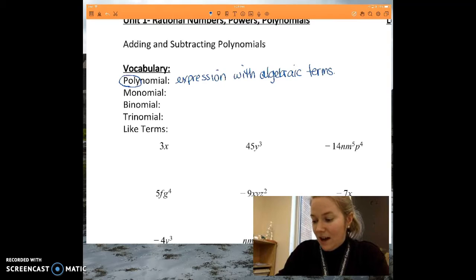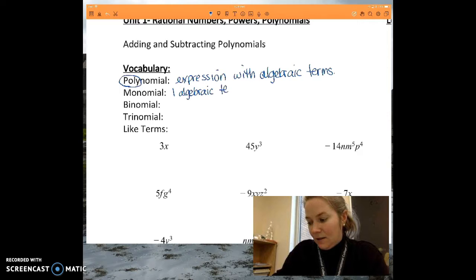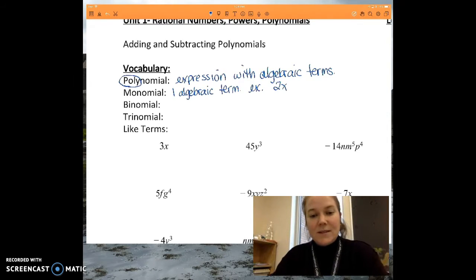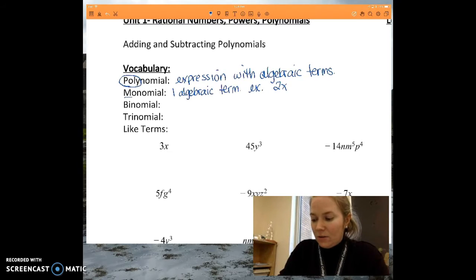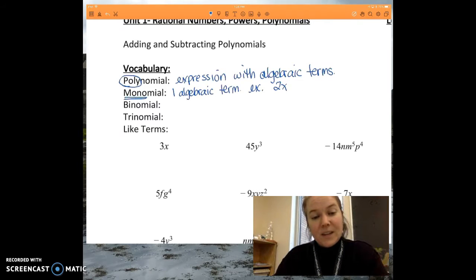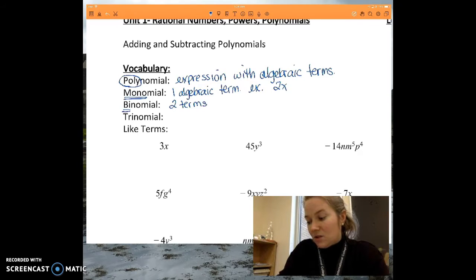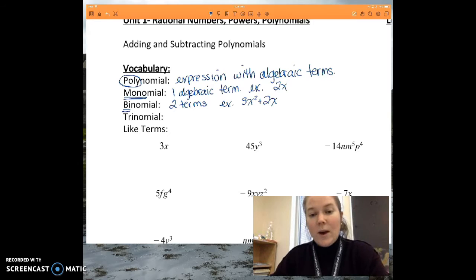So a monomial has one algebraic term. For example, 2x. That's a monomial. It only has one term. Mono means one. Bi tells us how many terms go in the next one. Bi, like die, can mean two. So this has two terms. For example, 3x squared plus 2x. That's a binomial because there's two terms.